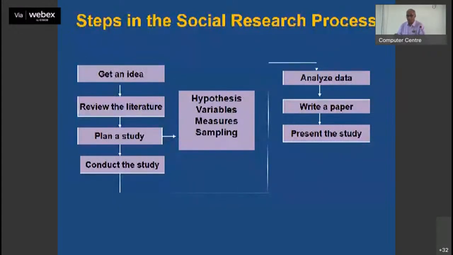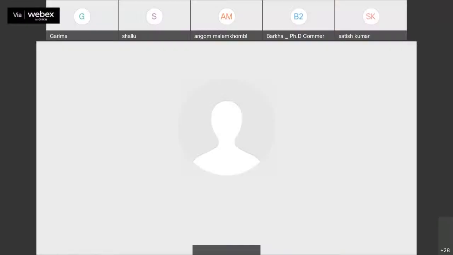Second part, plan the study. And when you plan the study, you have to finalize what your hypothesis is, what your variables are, how you measure the variables, and what the sampling is. And then conduct the survey. And after conducting the survey, analyze the data. Write a paper. Now it is all part of the PhD. Write a paper. In earlier days, there were many professors who never wrote a paper.